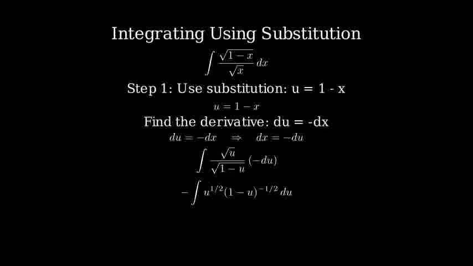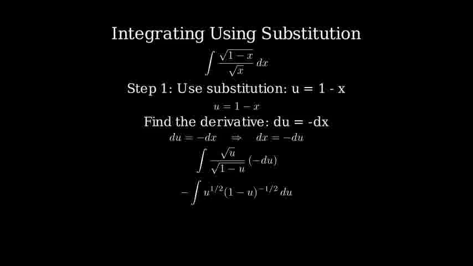Now let's substitute u and du back into the integral. When x equals 1 minus u, the original integral becomes the integral of the square root of u over the square root of 1 minus u. Let's write this integral in terms of our new substitution.